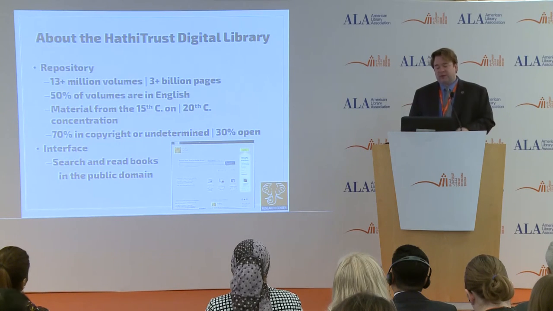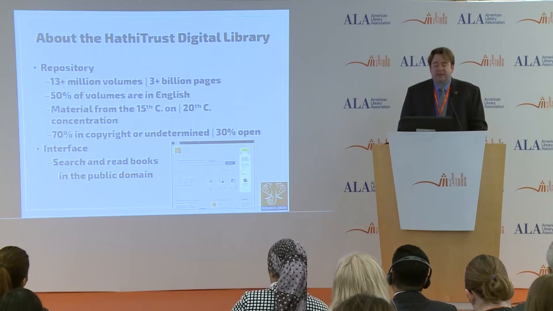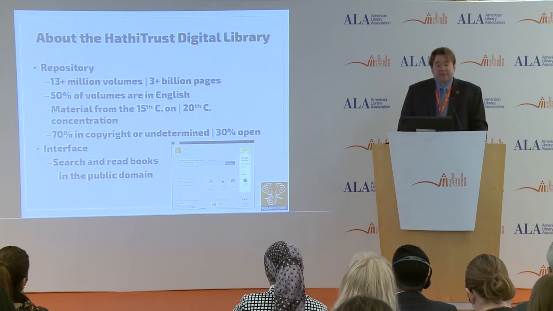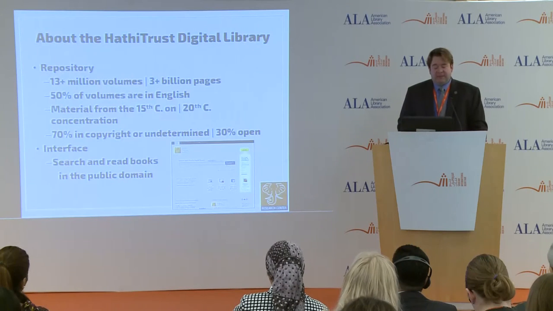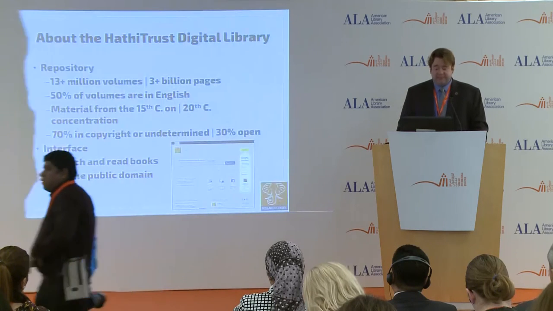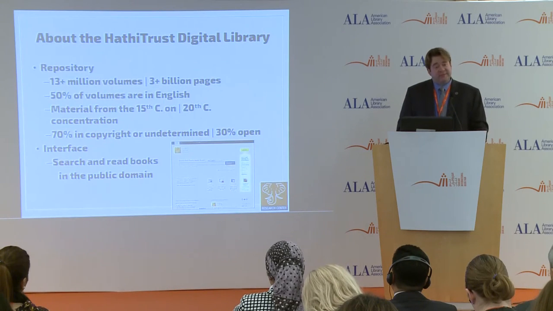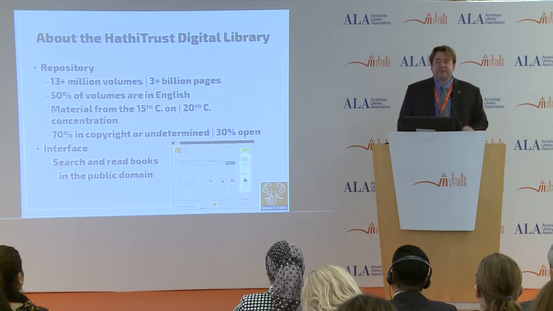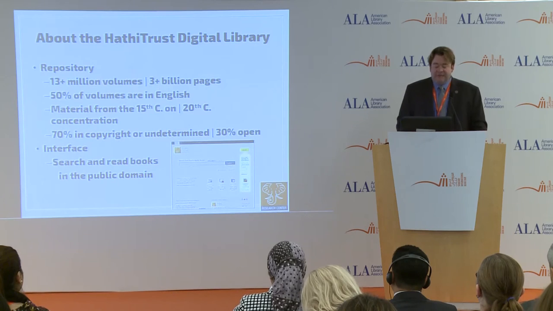And this just gives you a good idea of the breakdown of the actual digital library. We're close to 14 million volumes now. 50% of the volumes are in English. We got material from the 15th century on to the 20th century. 70% is in copyright or undetermined. And if it's undetermined, because of the license we use it under, we have to treat it almost like it's in copyright as well. And 30% is open.